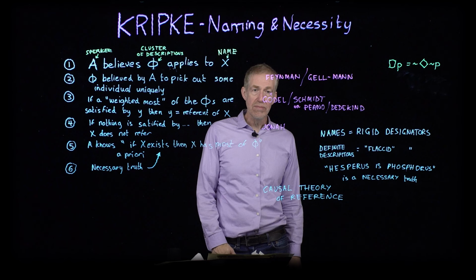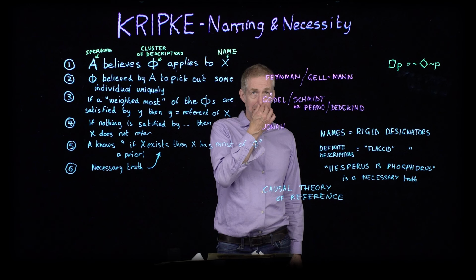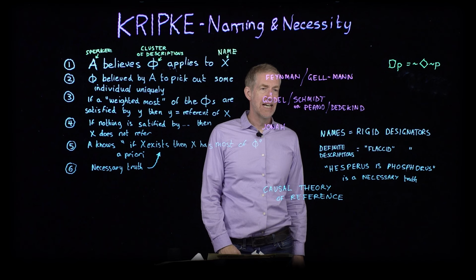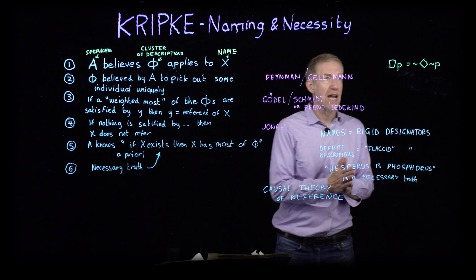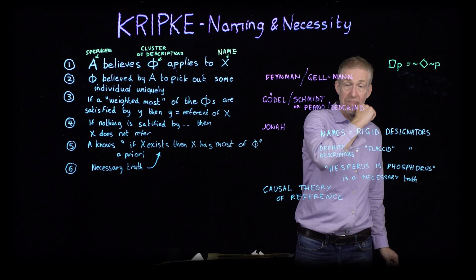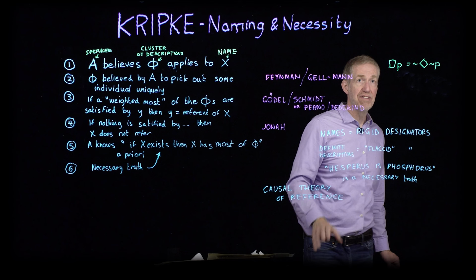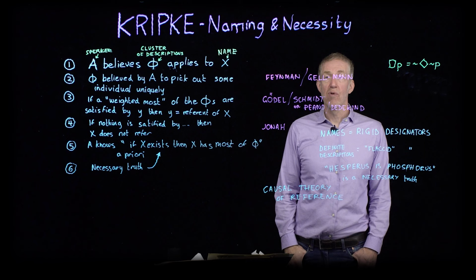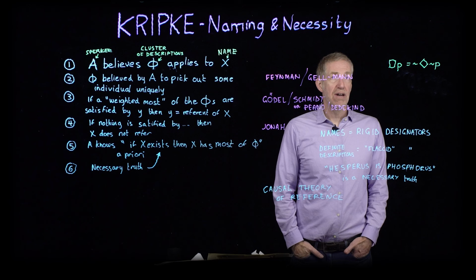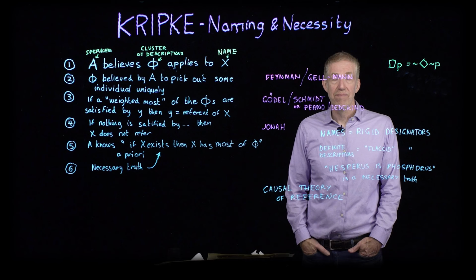Now, the last thing that Kripke talks about in this lecture is identity statements. And here he makes a seemingly very radical claim that follows from his theory that names are rigid designators. And that is that Hesperus is Phosphorus is a necessary truth. And remember, if this is the case, then one of the problems that Frege introduced his distinction between sense and reference to solve is not actually a problem.